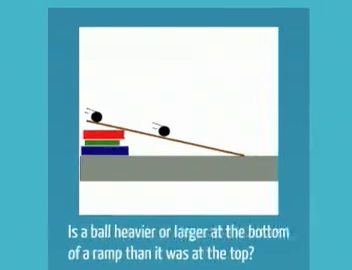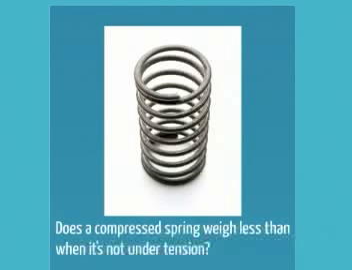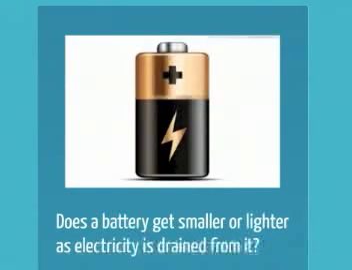Let's look at another example. Does a compressed spring weigh less when it's not under tension? Again, of course not, because even though it looks different, we have not changed its matter at all. All we've done is put energy in, and energy does not have a mass. Next example. Does a battery get smaller or lighter as electricity is drained from it? No, it doesn't. If you find a battery in a drawer at home, you can't figure out by weighing it how much energy is left in it, because energy does not take up weight.